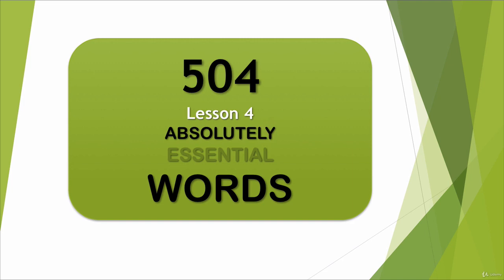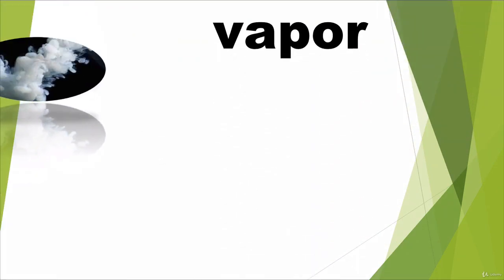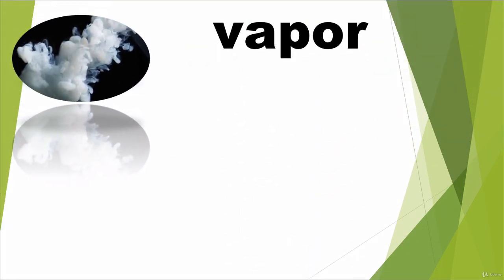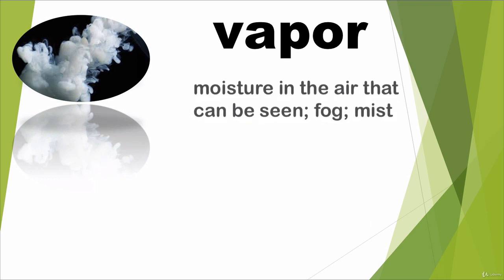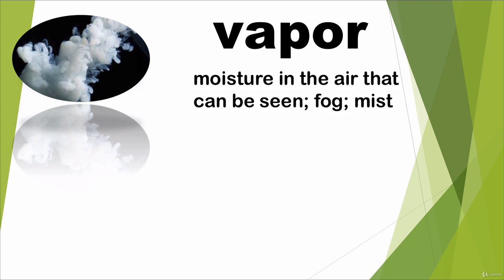Try to focus on the pronunciations, the definitions, and the examples that I give you in this lesson. Let's start with the first word. The first word is vapor. As you can see in this picture, there is a vapor. Right? So vapor means moisture in the air that can be seen, or we can say fog or mist.